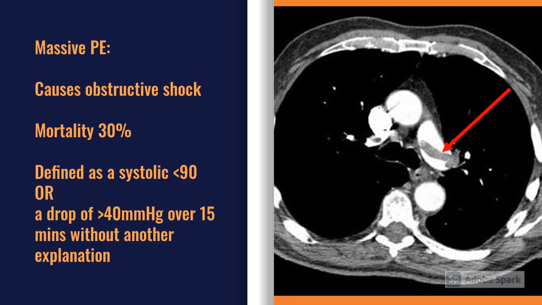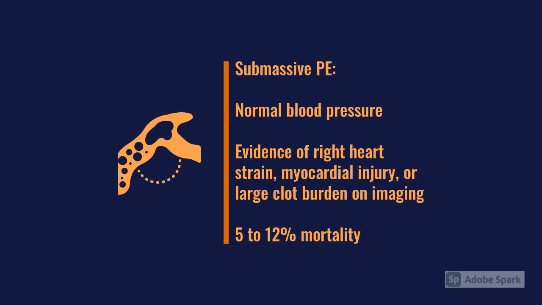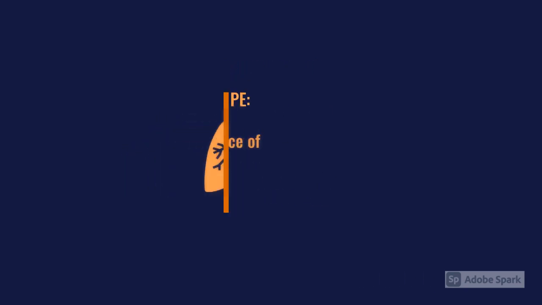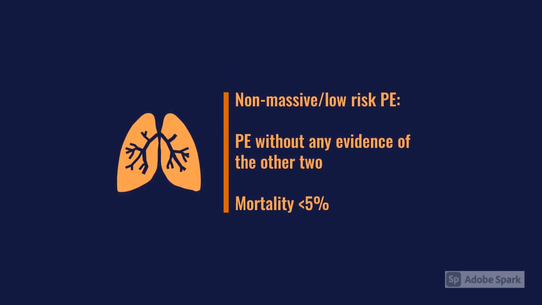Submassive PE, alternatively, is where we do see some of these features of PE, and on top of that, there is evidence of right heart strain or myocardial injury. This is in contrast to the non-massive PE, or what used to be called our low-risk PE, with a number of different terminologies. This is where we suspect a PE, but there's actually no evidence of the submassive or massive PE categories.